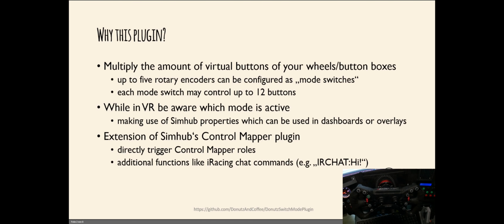The idea of this plugin is to multiply the amount of buttons on your wheels and button boxes. This is achieved by a virtual layer called switch mode. Up to 5 simple rotary encoders can be defined. Each of these encoders can then be used to control how different buttons on your wheel function box behave.